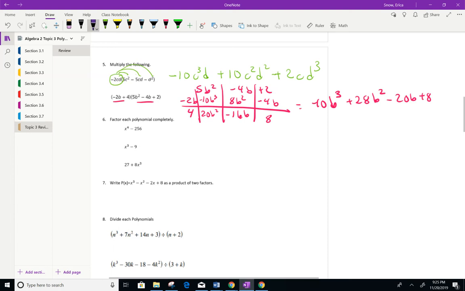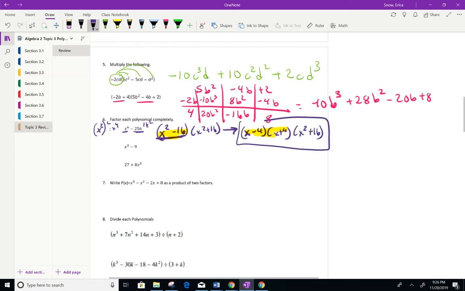Okay, now we are factoring. This x to the 4th, remember that x squared squared is x to the 4th. And 256 is 16 squared. So this is the difference of squares. So we have x squared minus 16 and x squared plus 16. But we are not done because this is also a difference of squares. So this breaks down into x minus 4 and x plus 4. This part right here. And then our x squared plus 16. And so that gives this as our final answer.